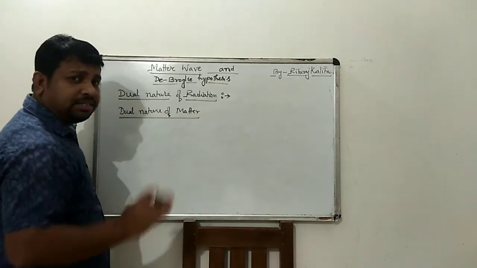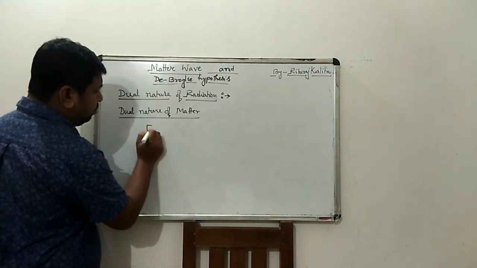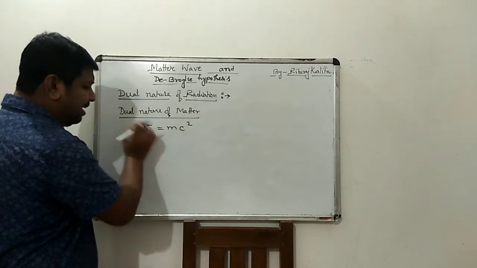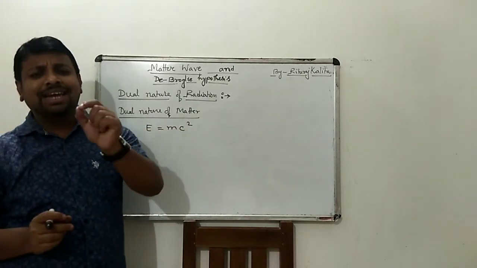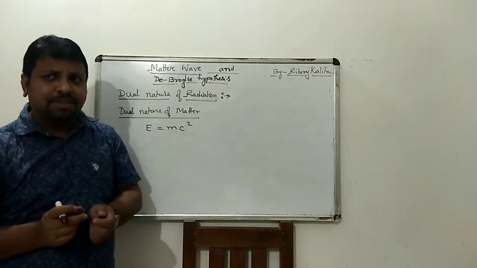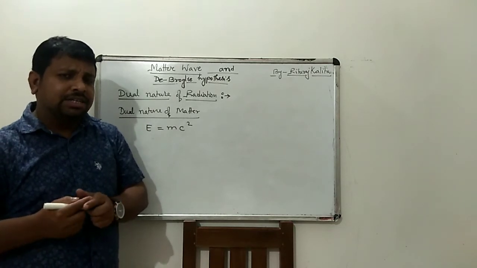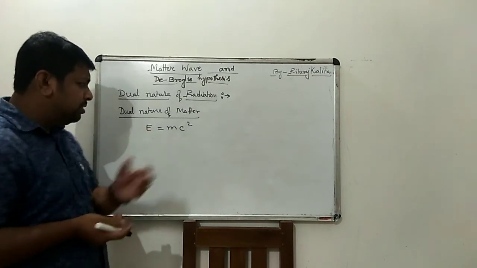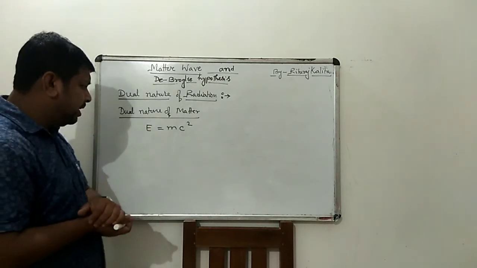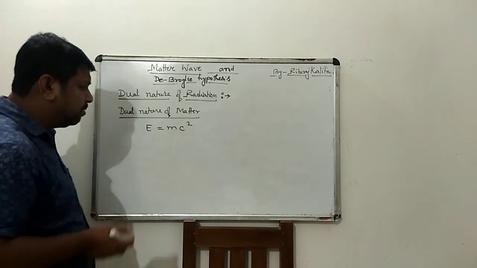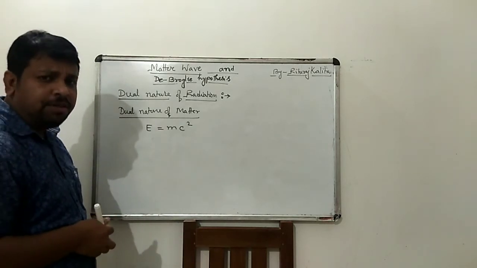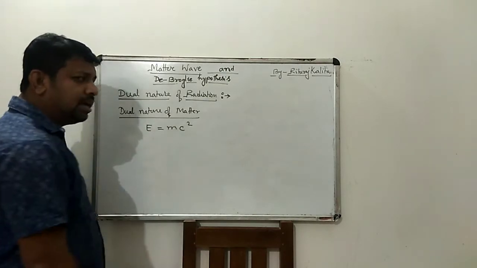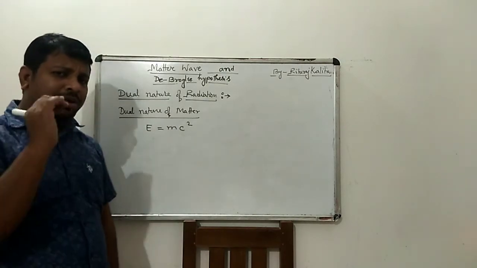According to Einstein's mass-energy relation, we know E equals mc squared. That means both mass and energy are equivalent. In this concept we can explain that the energy of a particle is equivalent to the mass of a particle. That means Einstein explained E equals mc squared, where c is the speed of light.